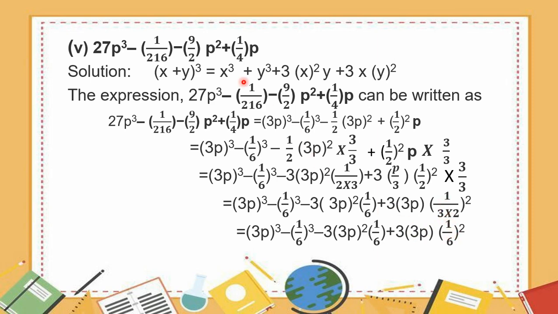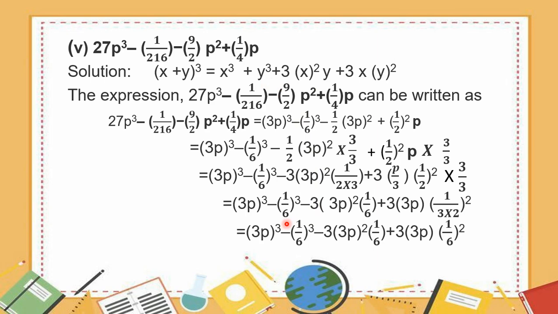Now let us compare with this identity again. 3p whole cube, x cube, minus 1 by 6. Okay. 3 into 3p square. Okay. Into 1 by 6 that is y, and 3 into 3p that is x, and 1 by 6 that is y. Now one thing we have to observe here, that in the given polynomial we have the minus sign, whereas in the identity all the signs in between the terms are positive signs.